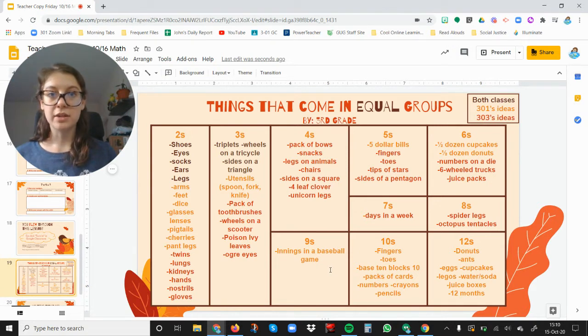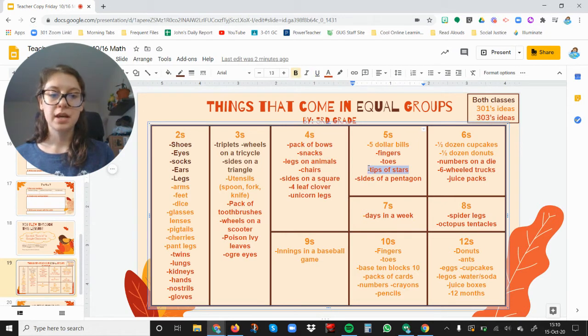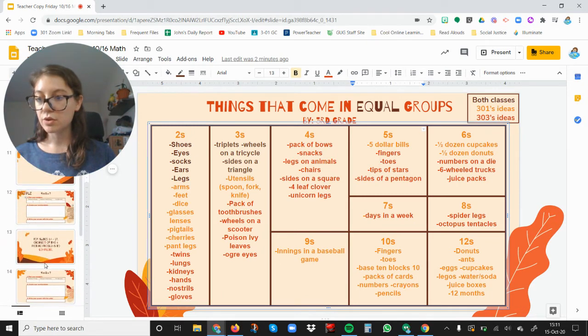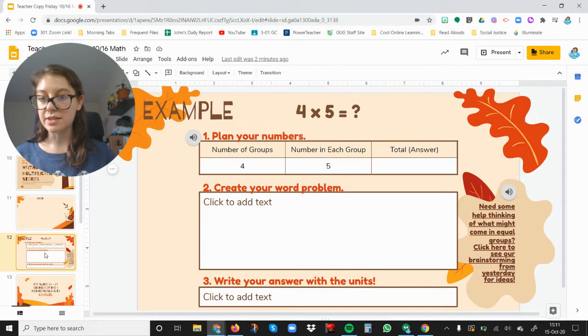So I know I'm looking for equal groups of 5. So I'm going to look, here's 2s, 3s, 4s, here's 5s. So we have $5 bills, fingers, toes, tips of stars, sides of a pentagon. I think I want to do the tips of stars. I think that's what I want to write my word problem about. So I'm on the last slide in my presentation. I'm just going to scroll back up till I find the slide that I'm working on.